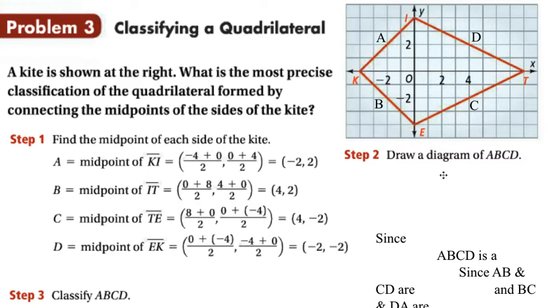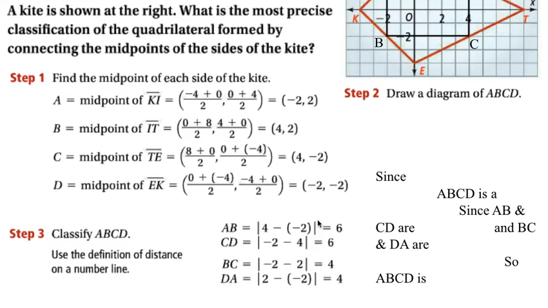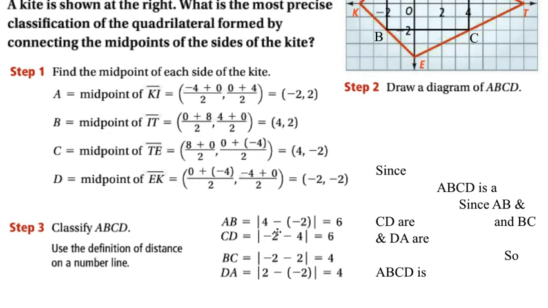Then we want to go ahead and draw those in. So there is our quadrilateral. Our third step is to classify it. Using our definition of distance on a number line, we're just going to find the distance from A to D and B to C just by counting how many squares there are, and then A to B and D to C this way. Okay? So AB and CD are the same length. BC and DA are the same length. So we have those lengths.